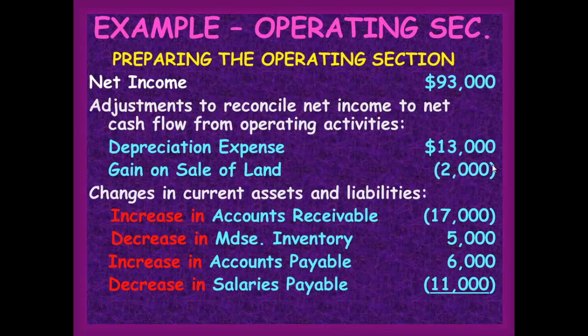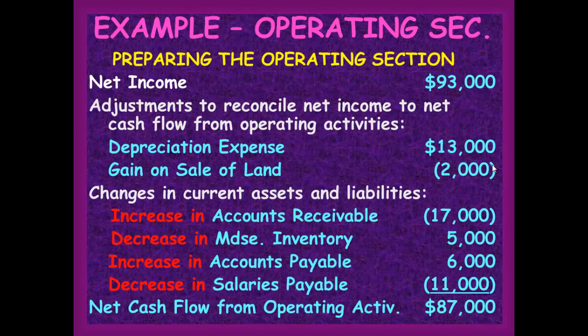We take the 93 plus 13 minus 2 minus 17 plus 5 plus 6 minus 11, and we end up with $87,000. That's a positive number. That tells me that from my day-to-day doing business, normal operating activities, $87,000 more cash came in than went out. Would you like for that number to be a positive number or a negative number? Positive. Big or small? Big. We'd prefer to have a lot more cash coming in than goes out.